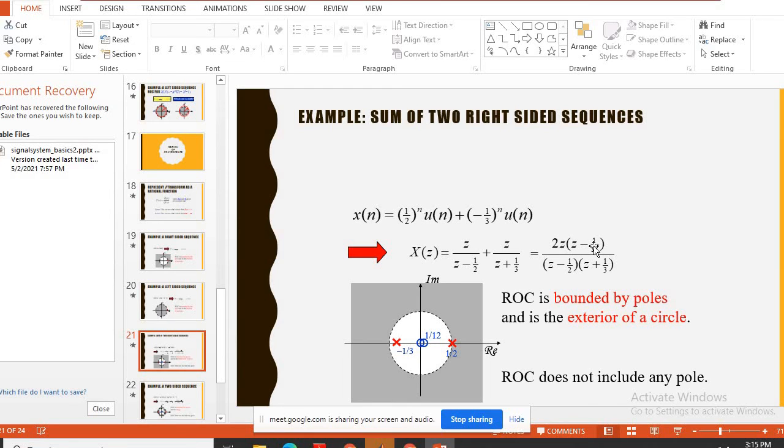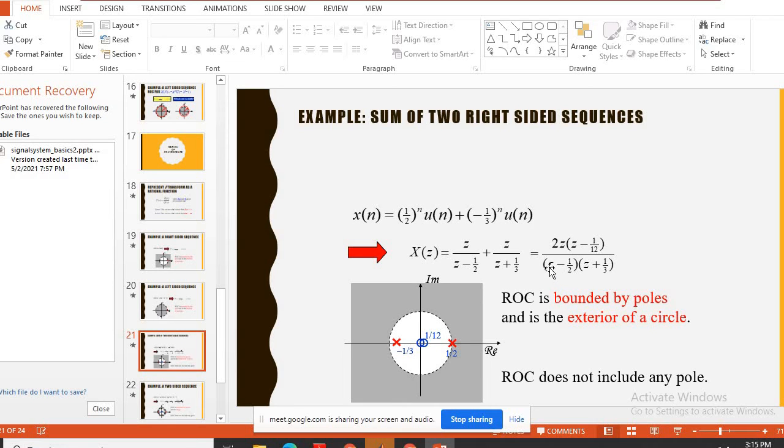How have we defined poles and zeros? Zeros are the values of Z for which the numerator polynomial becomes 0. And what are the poles? Values of Z for which the denominator becomes 0. So here Z equal to 0 makes it 0, and Z equal to 1 by 12 also gives you 0. So therefore there are 2 zeros.